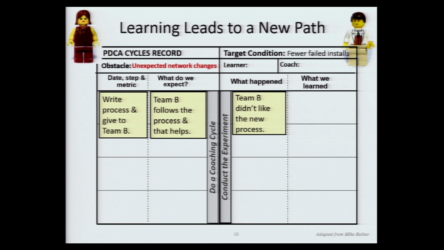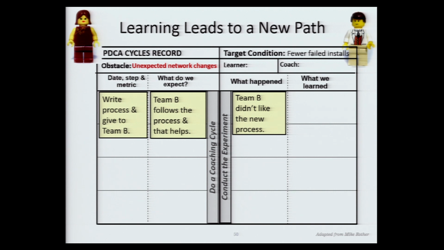So they decide that these people outside the lab need to fill out a form before they make a change so that the system test group knows about it. It seems logical, yes? So the learner sits down and writes the process, and that person sends out the process. What they expect to see is, I'll send out the process and give it to these other guys, and the other guys will follow the process, and that will help.